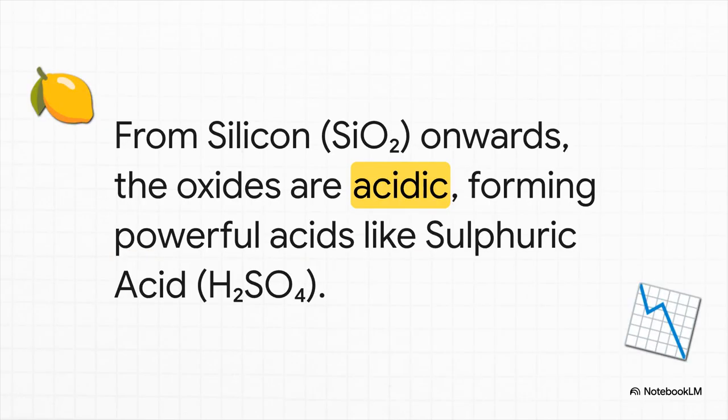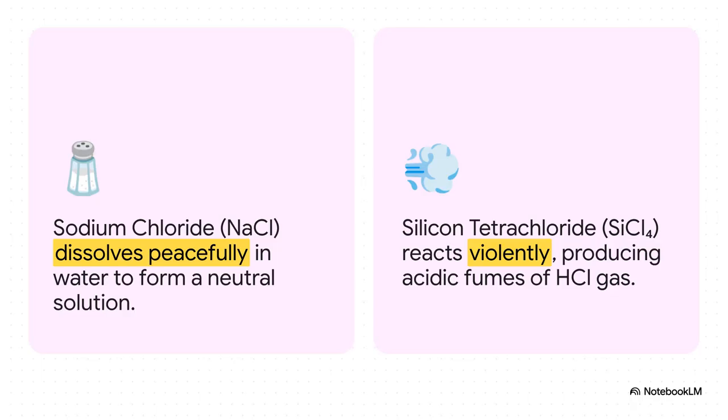And you can probably guess what happens next. Once we cross that middle ground with aluminum, the trend becomes crystal clear. The oxides of silicon, phosphorus, and sulfur, they're all acidic. When they react with water, they form some pretty famous acids, like phosphoric acid and the incredibly powerful sulfuric acid. So there it is, a perfect, smooth transition, basic to amphoteric to acidic. And this pattern is just as dramatic when we look at their chlorides.